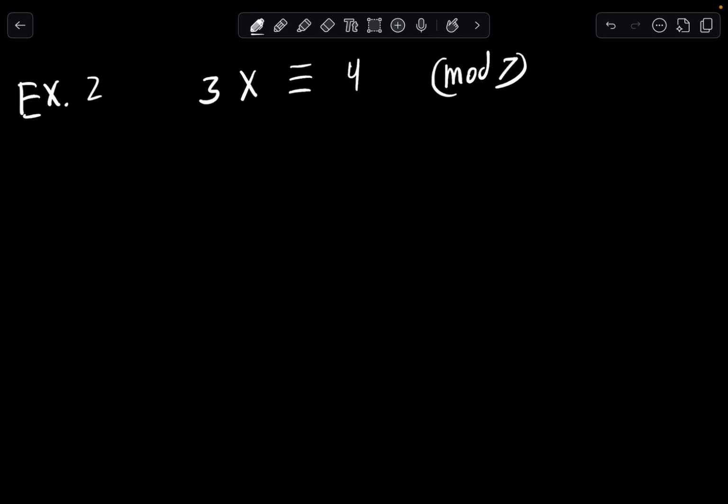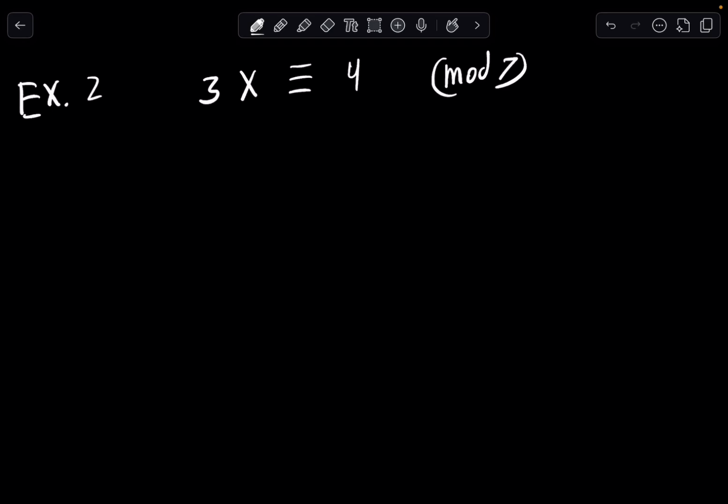So for example 2, we're going to be solving the linear congruence 3x is congruent to 4 in mod 7. I want you to go through the steps and try this on your own, and then just check back with my answers. And I'll give you a second.